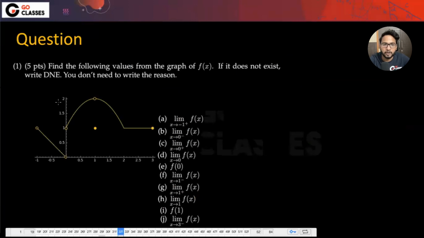Okay. Now let's solve this question. Find the following values from the graph f(x). If it does not exist, then write DNE. You don't need to write the reason. Okay. So they are saying f(x) at minus 1 plus. Are you able to visualize it? Or let me go to the next.